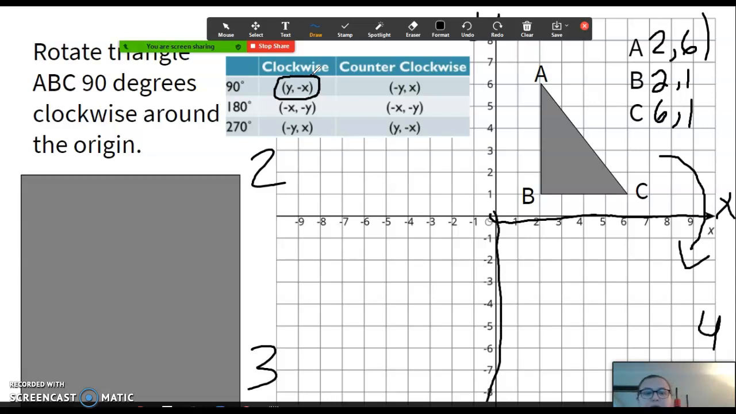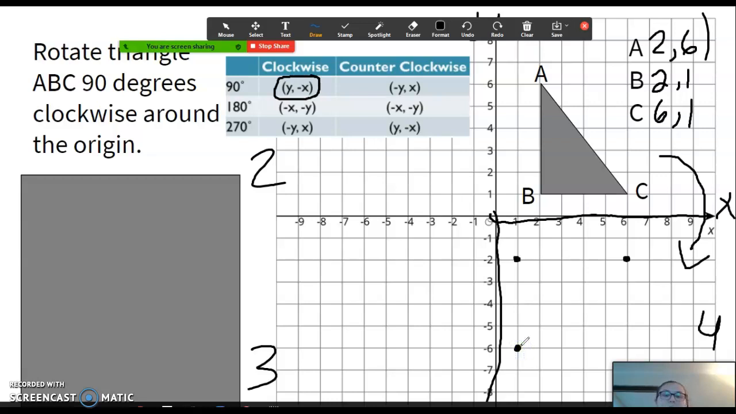So I would take (2, 6) and I would switch that to (6, 2). So I'm going to go (6, negative 2). I'm going to take (2, 1) and switch that to (1, negative 2), because it's in the fourth quadrant, so the y will be negative. And then I'm going to take C and switch it. (6, 1) is going to be (1, negative 6).